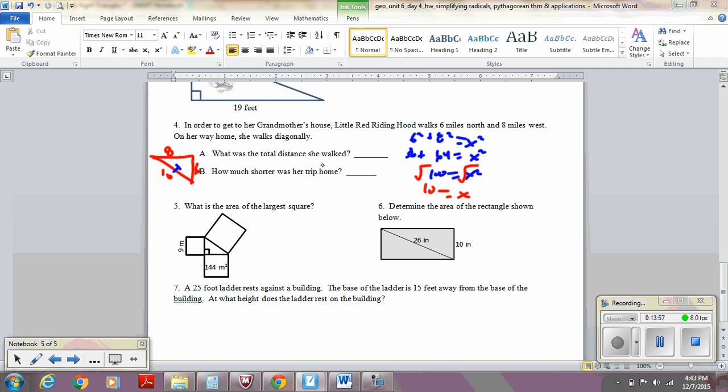So the total distance she walked was 24 miles. How much shorter was her trip home? Originally, to get to grandma's house, she took 14 miles. When she cut across the diagonal, it only took her 10 miles. So that means 14 minus 10 is 4 miles shorter.